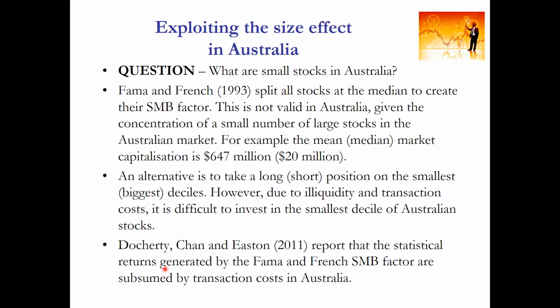So even the middle stocks in terms of market capitalization in Australia are too small for an institutional investor to go about buying. We can't really even feasibly exploit the size effect in terms of the bottom half of the stocks by size in the Australian market. So can we go about exploiting it? Research suggests that the statistical returns generated by the size effect in Australia are really subsumed by transaction costs because of the fact that these particular companies are so small.